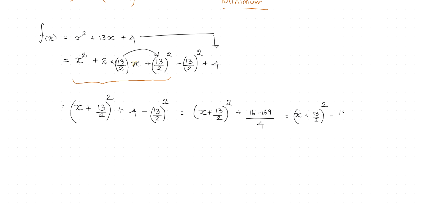So that is negative 153 by 4. So what is the vertex? The vertex is the negative of this number, which is negative 13 by 2, comma, whatever this whole number is, which is negative 153 by 4. So that is going to be your vertex. Please take this down. If you have any questions, please let me know, and we will do a few more examples.